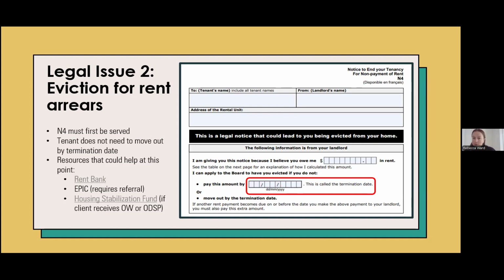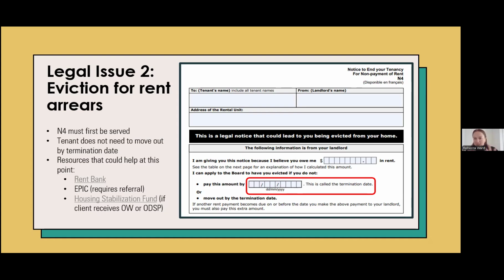Epic is very similar to Rent Bank in that they can help people with finances, with paying off debts that might be owed to avoid eviction. But they also provide really good wraparound support for a tenant with maybe budgeting, with connections to other resources. They'll meet with the client in person, and they'll do more holistic support for a tenant who might be facing eviction.